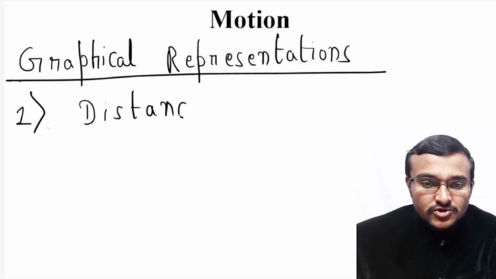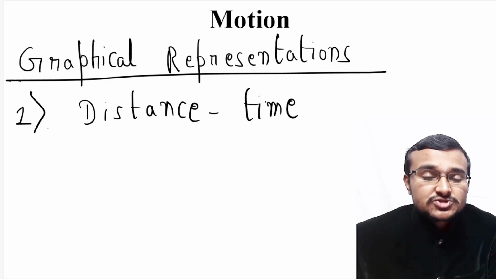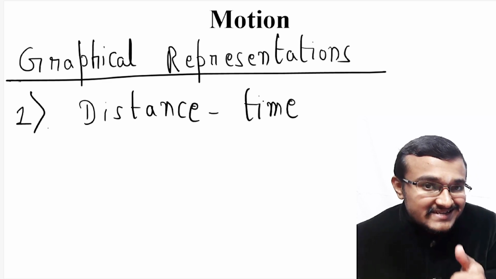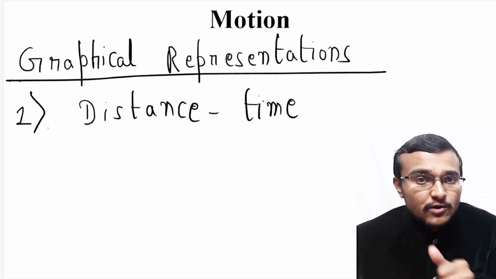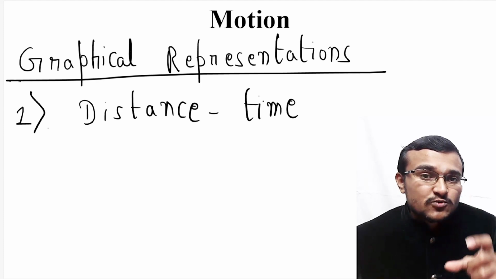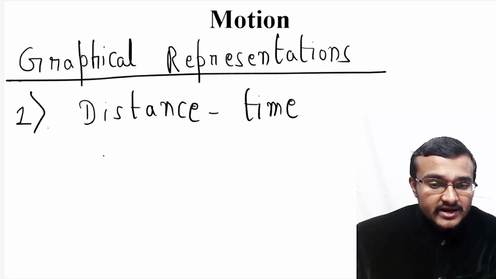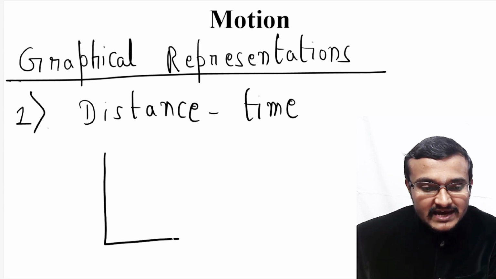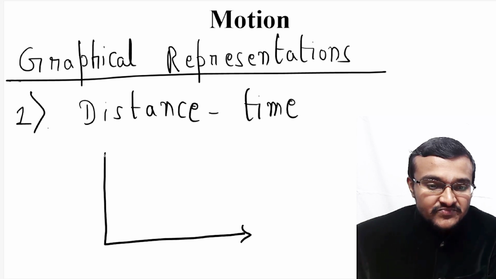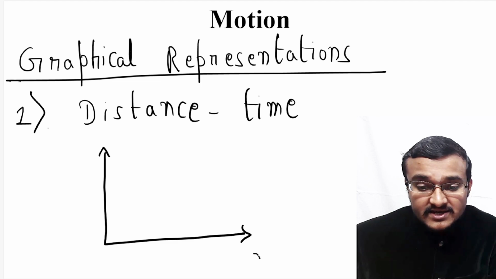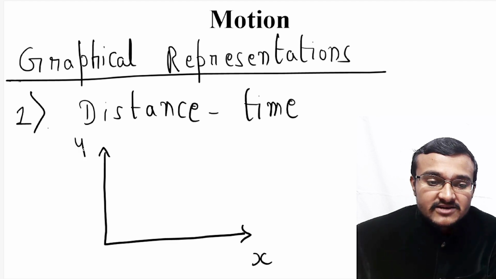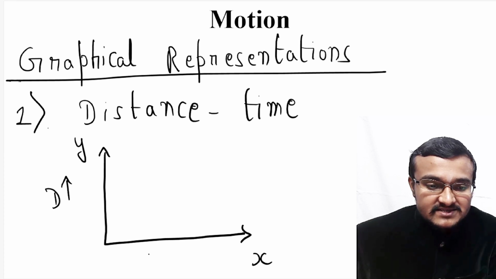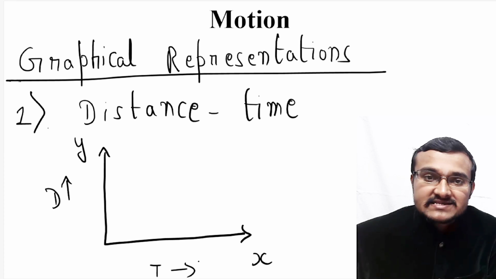time graph. Here you are considering two physical quantities, that is distance and time. Distance is one physical quantity and time is another. If you take a two-dimensional graph, there will be two axes in it, one will be the x-axis and the other will be the y-axis. We are taking distance on the y-axis and time on the x-axis.